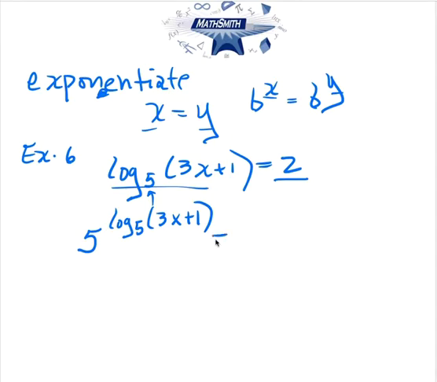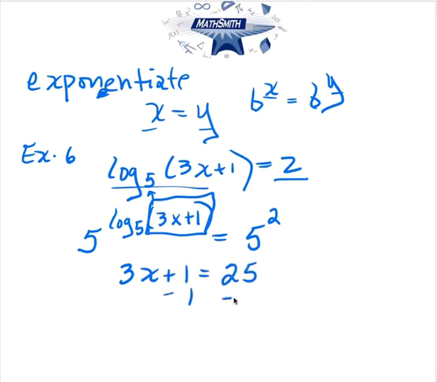And this is 5 squared. So now that I use that inverse property, what comes out? The argument of this log. So this becomes 3x plus 1 equals 25. And now this is just so easy to solve. I get 3x equals 24, divide by 3, and x equals 8.